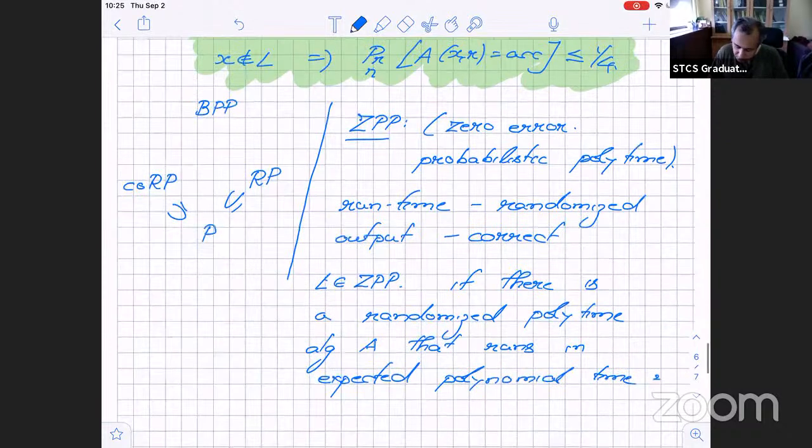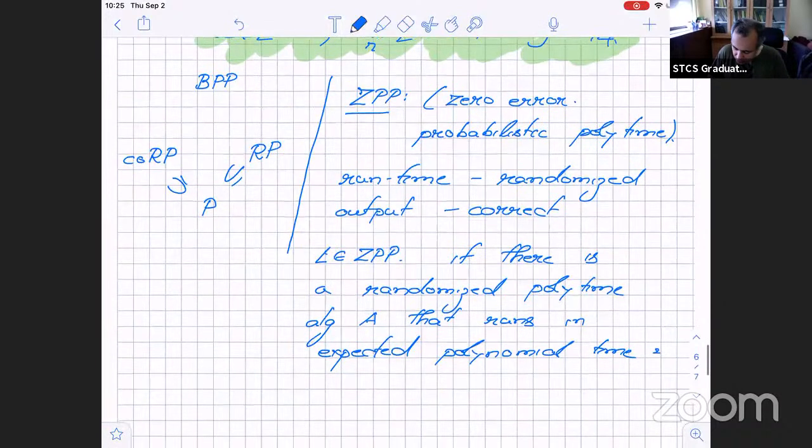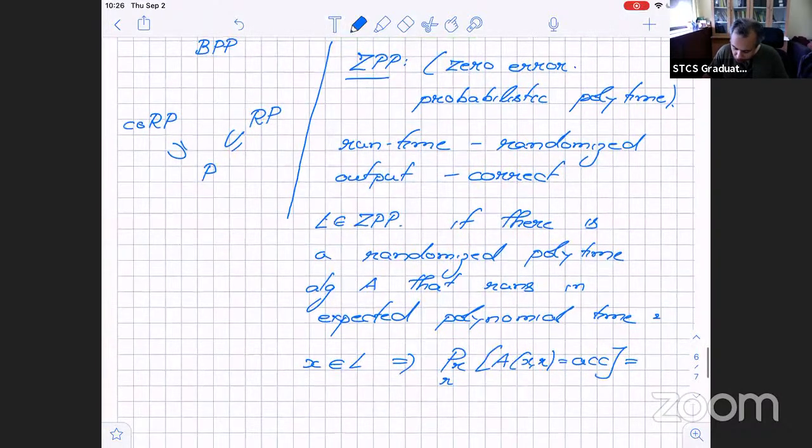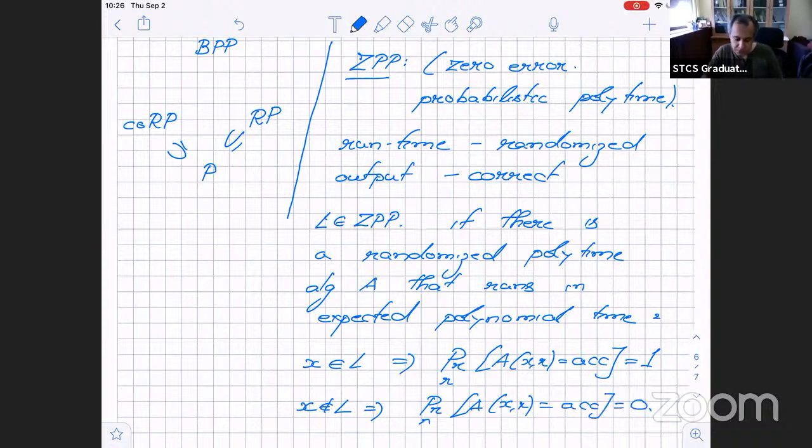And as before, if X is in the language, I'm not going to allow it to make any error: the probability that A(X, R) accepts should be equal to 1. And if X is not in the language, the probability that it accepts should be 0. This is what ZPP denotes.